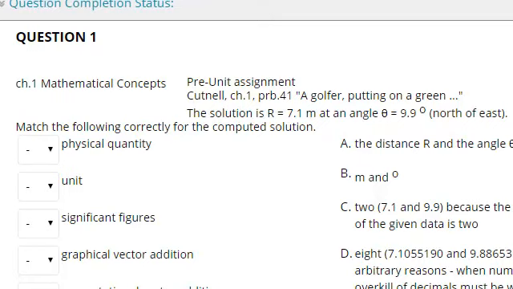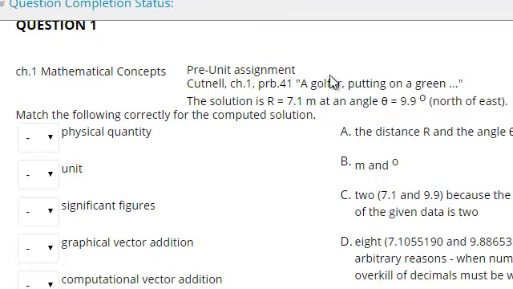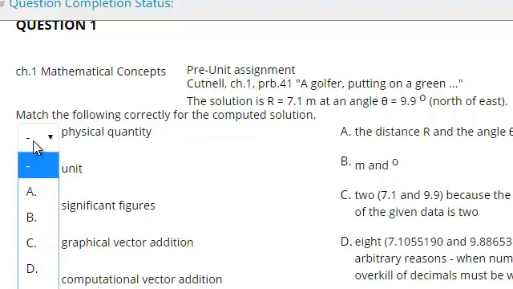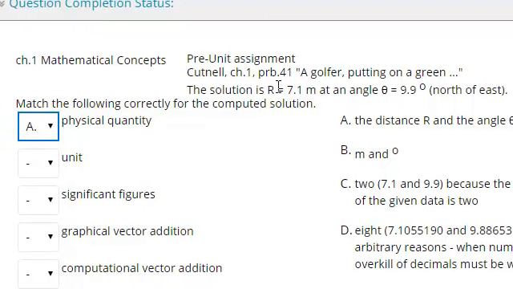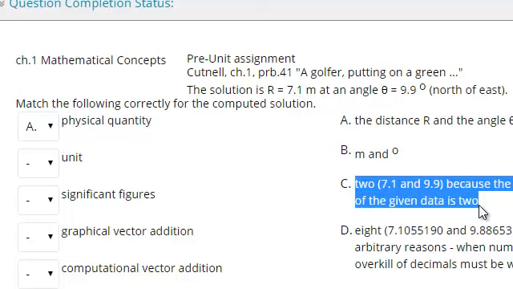So for question 1 in chapter 1, there's a particular problem here about a golfer, and then I give away the solution, and you have to match these up here. So what are the physical quantities? Well, the distance r and the angle theta. What are the units? Meters and degrees. Significant figures. Well, there are 2 of them. There are 2 given, and so the results also need to be 2. So this is a correct answer here.